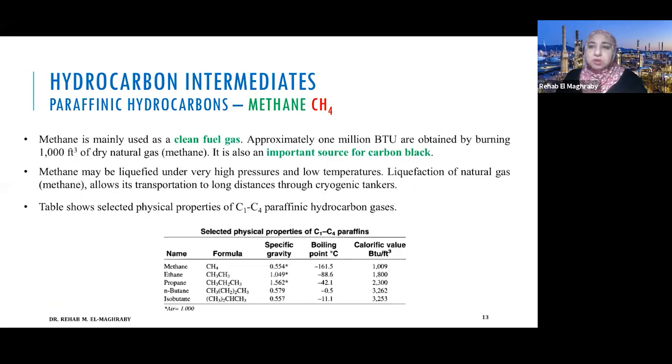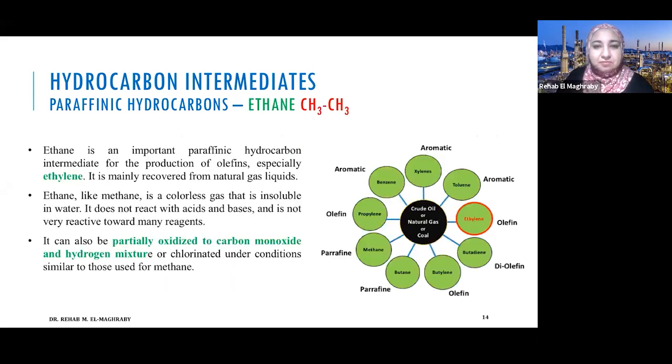So as I told you, methane is a way to fuel your industry, as a fuel in general for refinery, for petrochemical, for your house, for cooking, for whatever. So it is a source as a fuel, and also it is a source of carbon black. The next one is ethane.